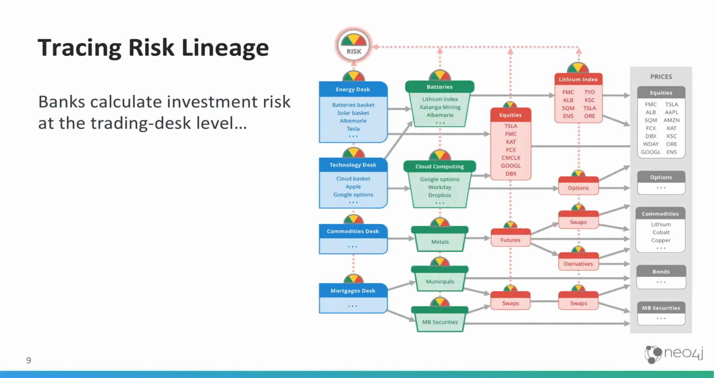So batteries basket could belong to the energy desk and also the technology desk. Now these desks in hedge funds and banks are fairly independent. They have their own strategies, they have their own risk models, and so forth. And then these batteries basket then translates back to the underlying stocks, which may be equities or indexes that are priceable.